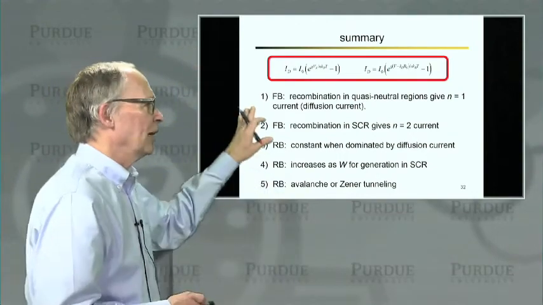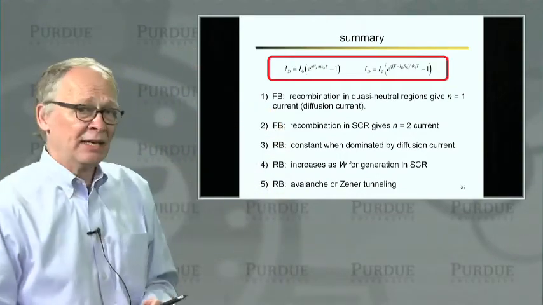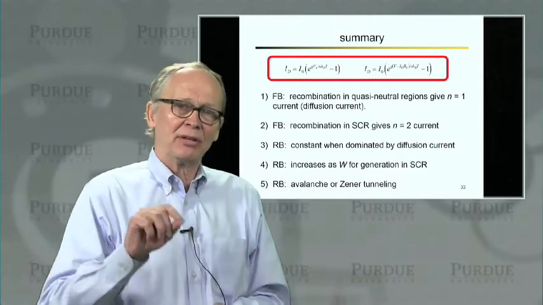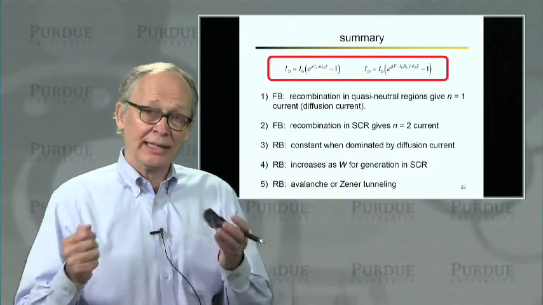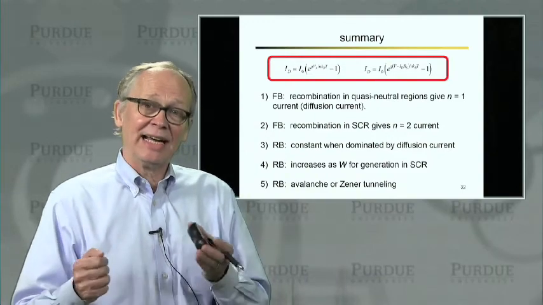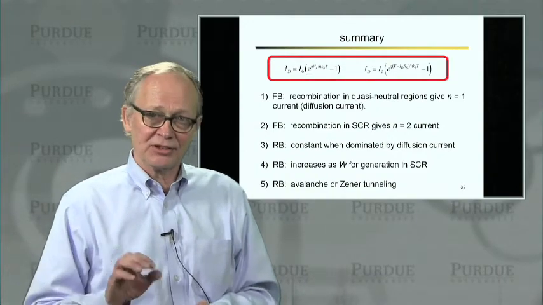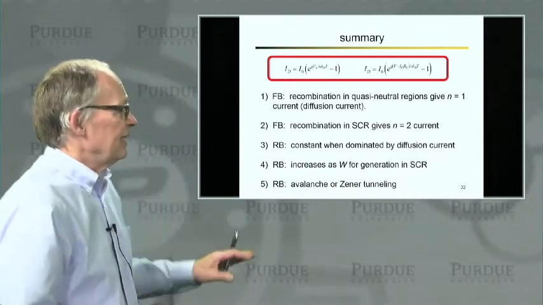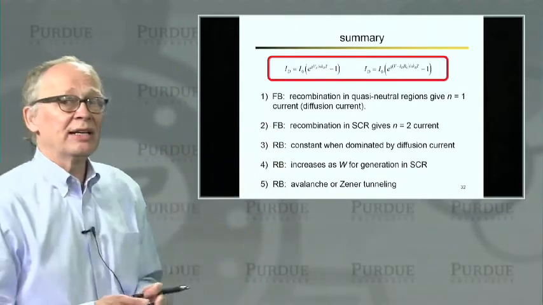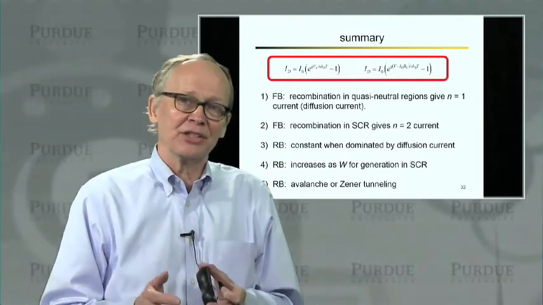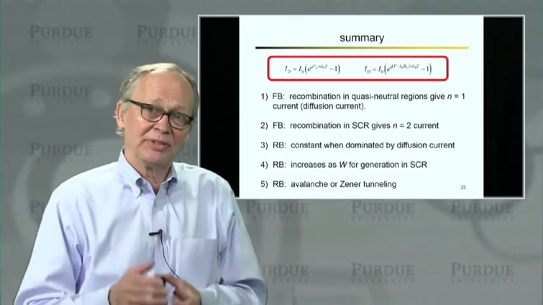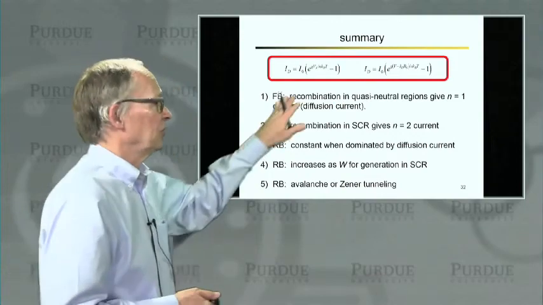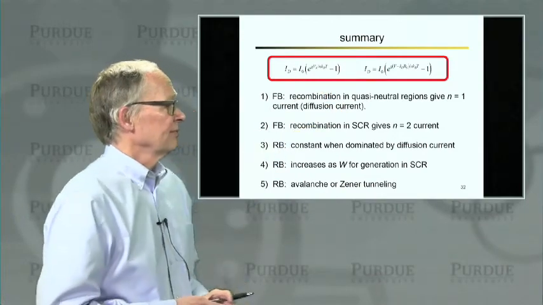So the key points to take away are that in forward bias, if you have an electron or a hole recombining in the neutral n or p region, we get current, and we get an ideal current, n equals 1. That's our ideal diode current. If we have an electron and a hole recombining in this space charge region, this transition region, we get current also. But the n factor is 2 in this current expression.